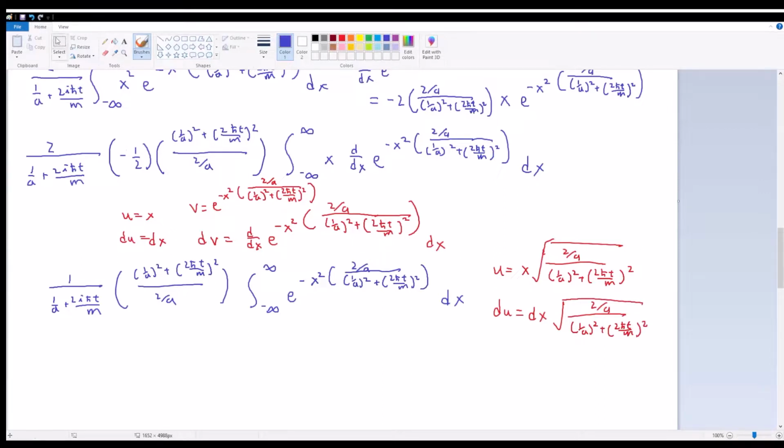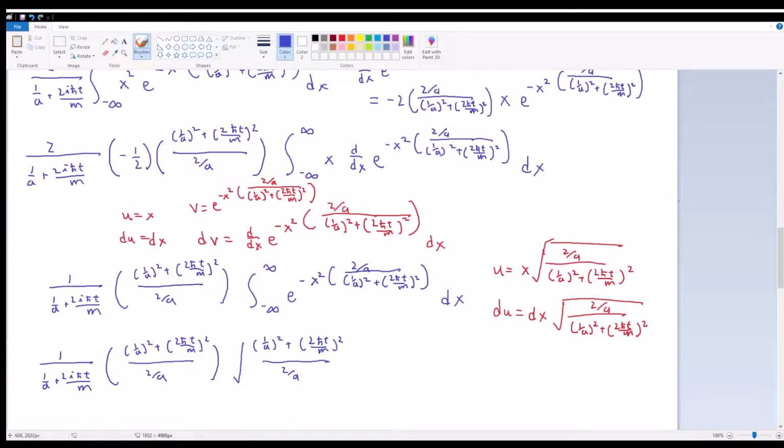We have the same stuff at the front, so I'm just gonna copy paste this. And then we have our integral. So this is gonna be, let's see, dx du. Yeah, so square root of 1 over a squared plus 2h bar t over m squared all over 2 over a at the front, right? Yes. And then integral from negative infinity to infinity of e to the negative u squared du. That's just going to equal square root of pi.